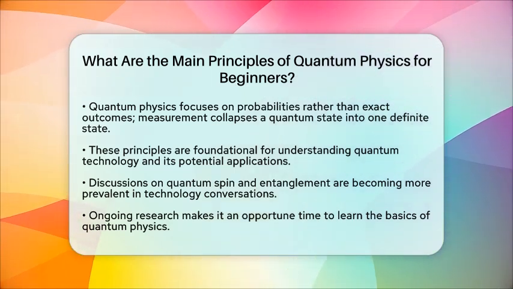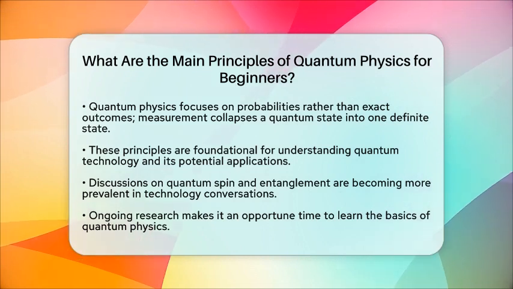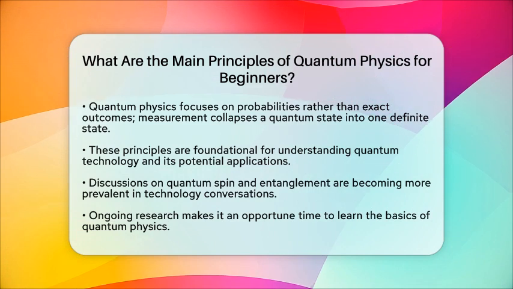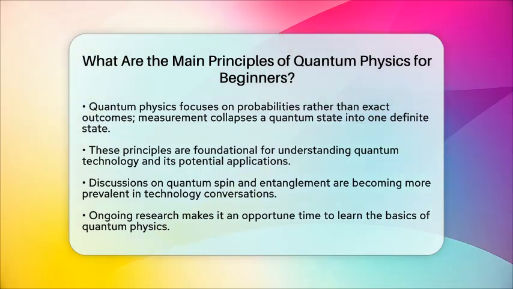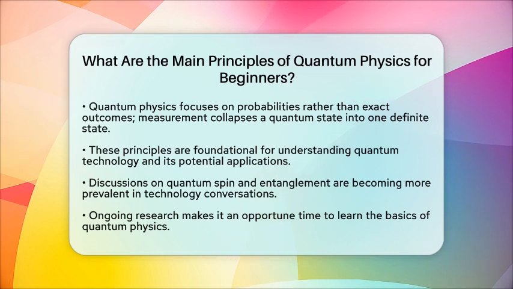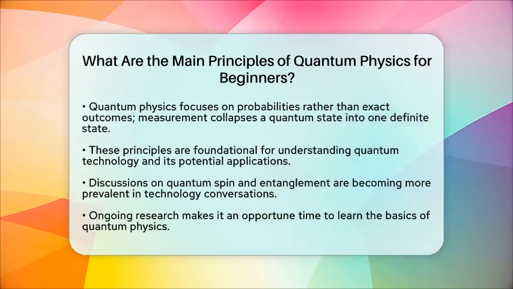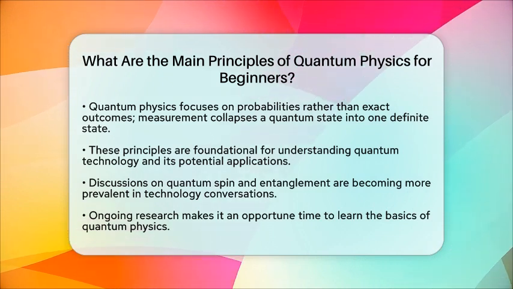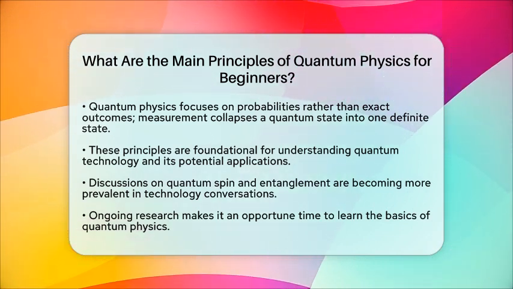Finally, we have probability and measurement. Quantum physics does not predict exact outcomes but rather the likelihood of different results. When we measure a quantum state, it collapses into one definite state, which is a departure from classical predictions. These principles set the stage for understanding quantum technology and its applications.